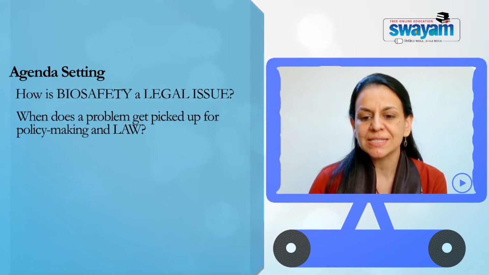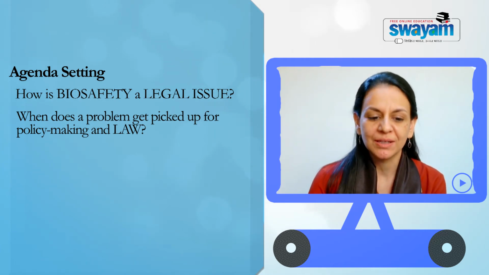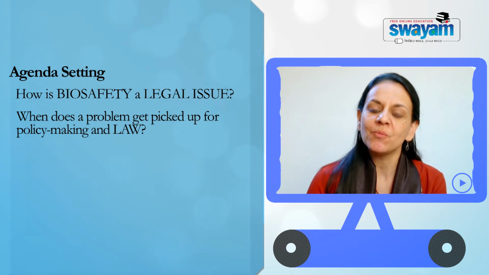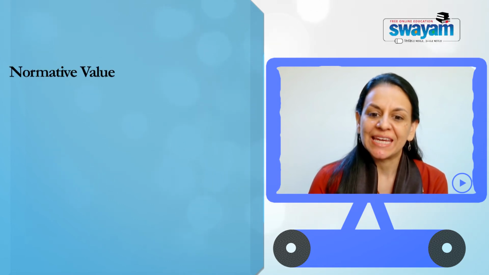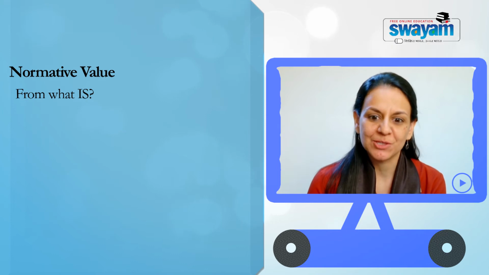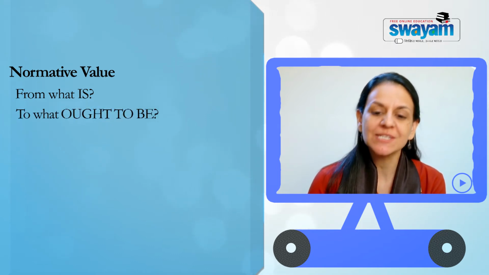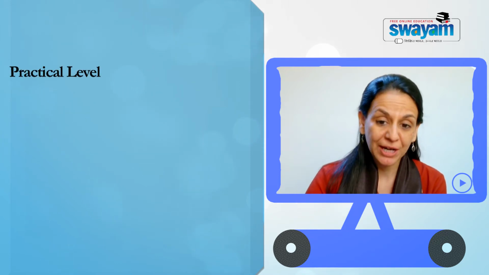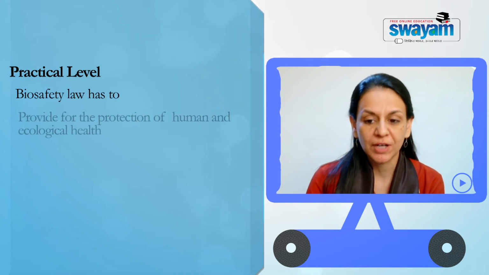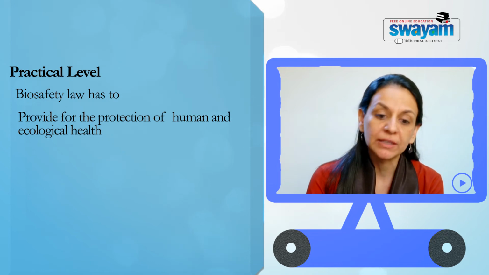But the fact that it has all these risks and uncertainties that need to be factored in, and also because law inherently is about the establishment of normative values, means it helps to move from the current situation to what ought to be. So biosafety means what is the level of safety that ought to be when we are dealing with LMOs. At a practical level, a biosafety law will have to provide for the protection of human and ecological health, and that is the core objective of any biosafety law.